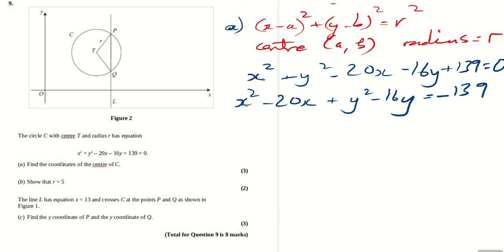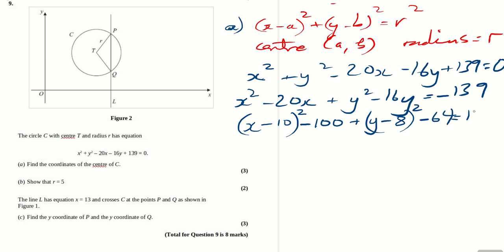Right. Now, x squared minus 20x, if we halve the coefficient of x, we get x minus 10. Square the brackets like that. That's going to give us our x squared minus 2 lots of 10x, or in other words minus 20x. It's also going to give us a minus 10 squared, or a plus 100, which we don't want, so we're going to have to subtract 100. And then likewise we halve the 16, we get y minus 8 squared, but then we need to subtract 64 equals 139. And what we've got now is x minus 10 squared plus y minus 8 squared equals 164.